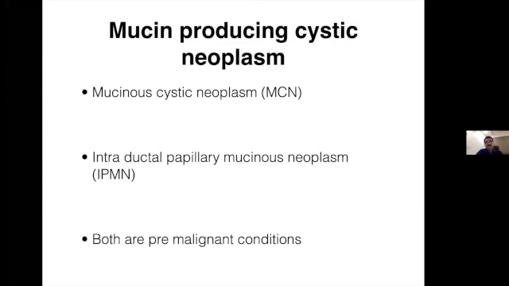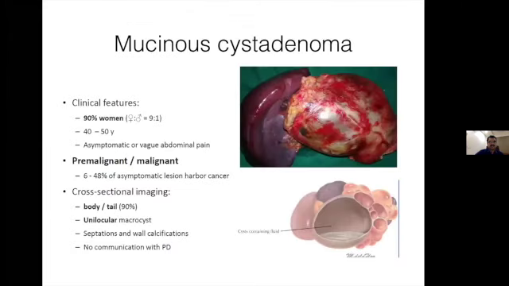The second very important tumors are the mucin producing cystic neoplasm. Basically, there are two types. One is the mucinous cystic neoplasm, or MCN. The other is intraductal papillary mucinous neoplasm. Both are pre-malignant conditions, and both require some sort of surgical resections. So mucinous cystadenoma usually occurs in the middle-aged women, usually seen in around 40 to 50 years.